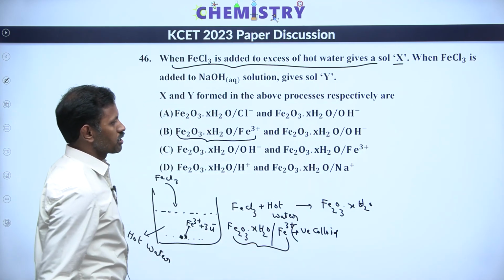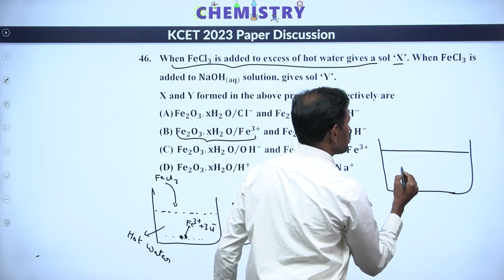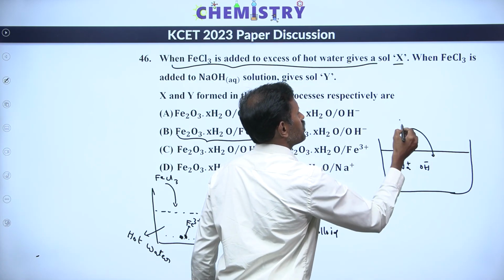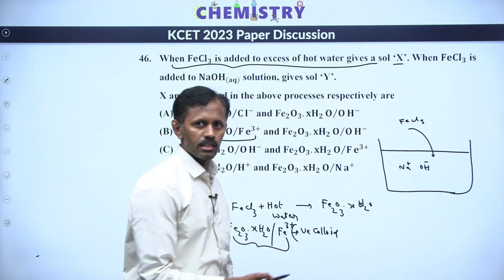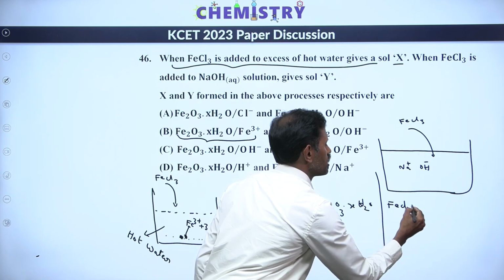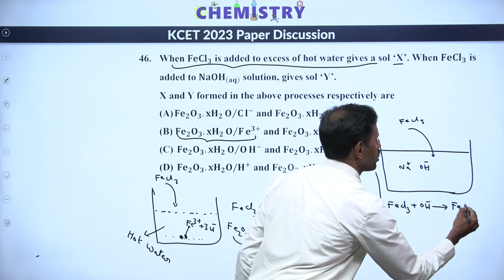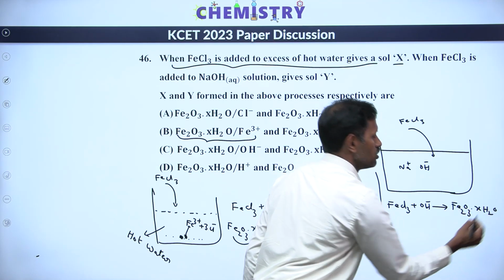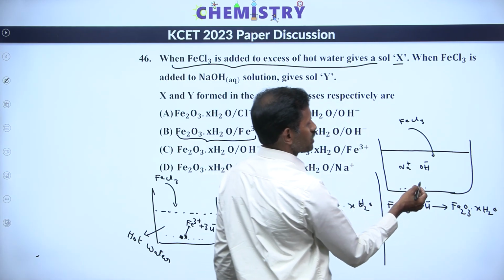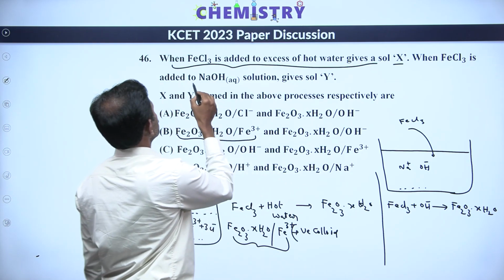When you take the second part of the question, the same FeCl3 is added to the sodium hydroxide solution. This is NaOH solution, so Na+ and OH- ions are there. When you add FeCl3, FeCl3 will react with hydroxide ions in the solution. So, here also the same precipitate will be obtained, which is Fe2O3·XH2O. That precipitate immediately adsorbs OH- ions from the solution, which are obtained from the sodium hydroxide solution.